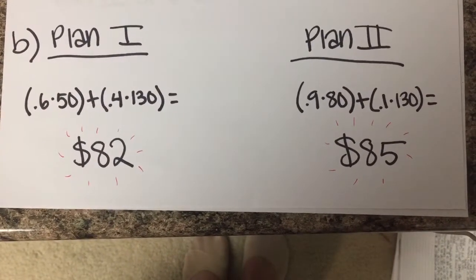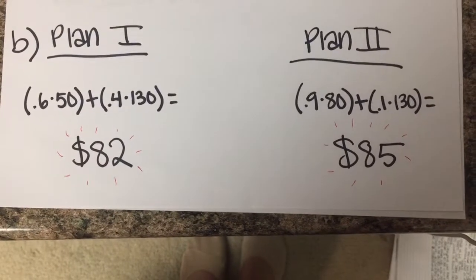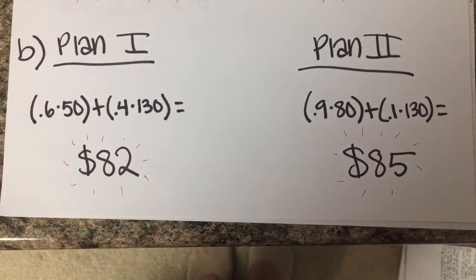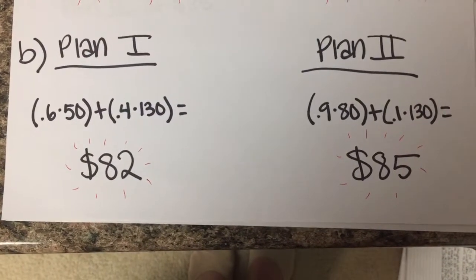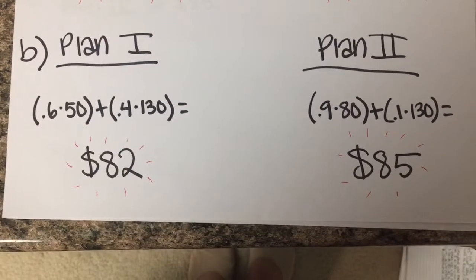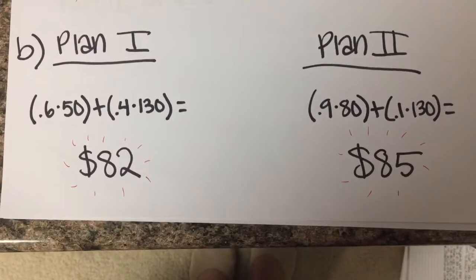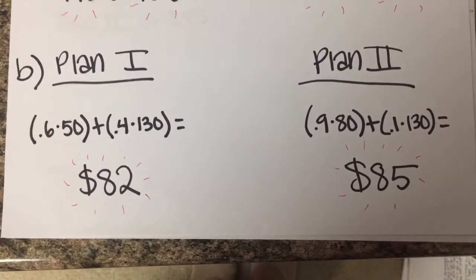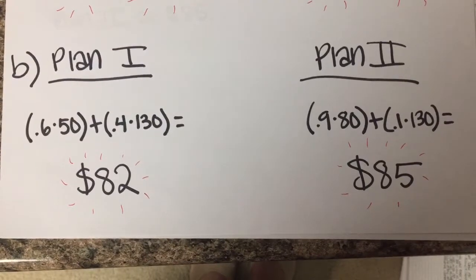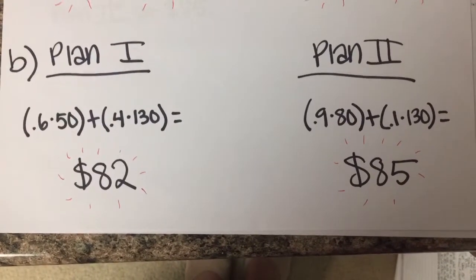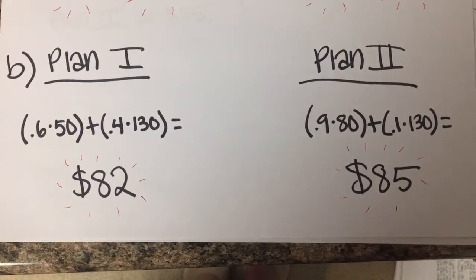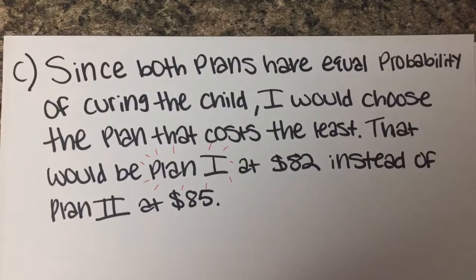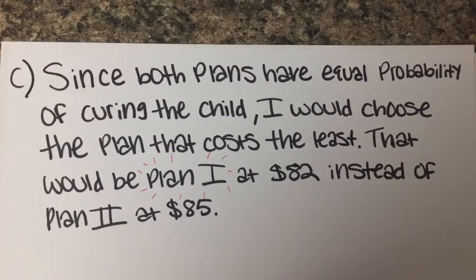Part B asks about how much each plan would cost. So you needed to multiply the cost of antibiotic A, which is $50, by its probability that it'll work, which is 0.6, and then to that you needed to add the 0.4 probability times 130, because that's how much it would cost having antibiotic A and B, and that would be $82. And then same thing for Plan 2, but you're going to go 0.9 times $80 plus 0.1 times $130, and that gives you $85.